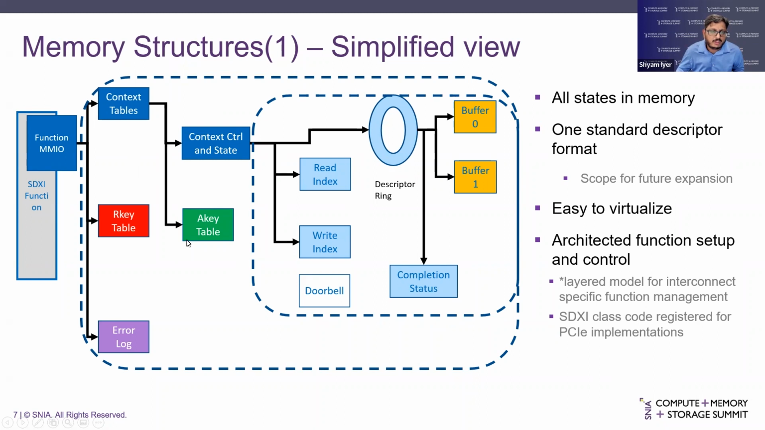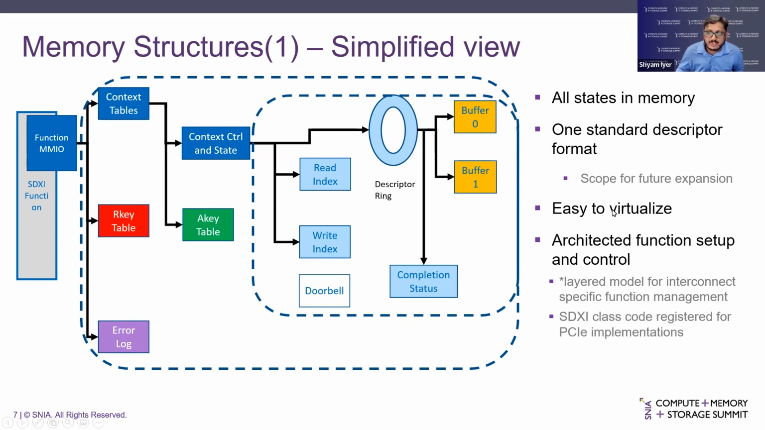We have a concept for something called an A key table that basically tells you which address spaces the producer is allowed to access. And then there is a concept of an R key table, which basically controls which remote functions can reach into the local resources that this function manages, whether it's memory or other things. And then on a per function basis, there is one error log where all of the errors related to the context will get logged. As you can see, the R key, the A key, and the error logs are all in privileged software control. So you could mediate whenever required.